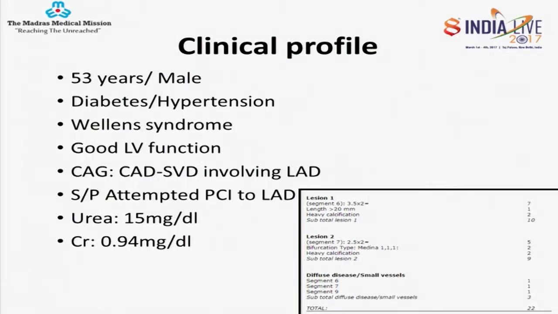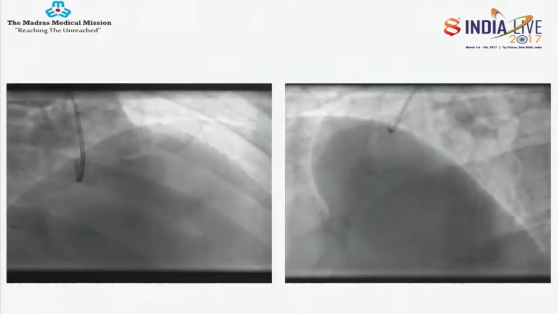Hello. This is Mr. Ilambo, a 53-year-old gentleman. He had come 4 days back with NSTEMI. He presented like Wellens syndrome. And since the pain was ongoing, we took him up for angiogram. And you can see the angiogram now. Show the angiogram.